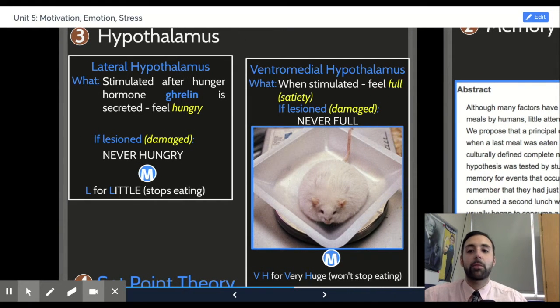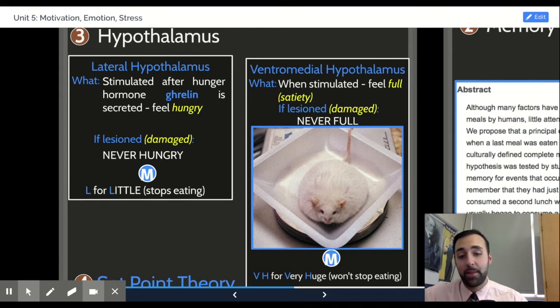If the lateral hypothalamus is the on switch to eat, the ventral medial hypothalamus is the off switch. It's the region of the hypothalamus that is stimulated when you feel full. And the hormones that start to shift when you start to eat trigger that feeling of satiety, meaning that you feel full. The ventral medial hypothalamus is stimulated.